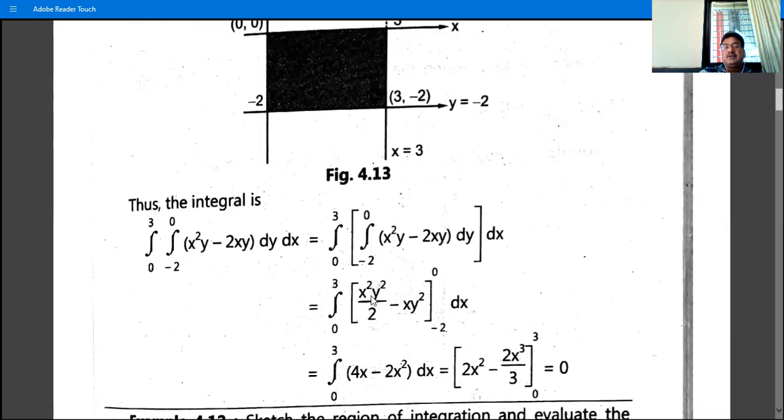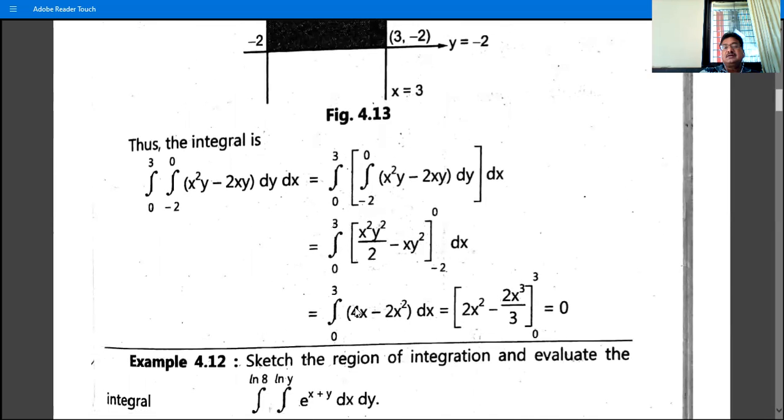We have this 2x squared minus the lower limit. So this term is minus, and this term is plus; minus becomes plus. Then substitute y as minus 2, so minus 2 squared is plus 4, so minus 4x becomes plus 4x dx. Write the value at the upper limit, 0, minus the value at this, and then its integration with respect to x: 4x integrates to 4x squared by 2, minus 2x cubed by 3.